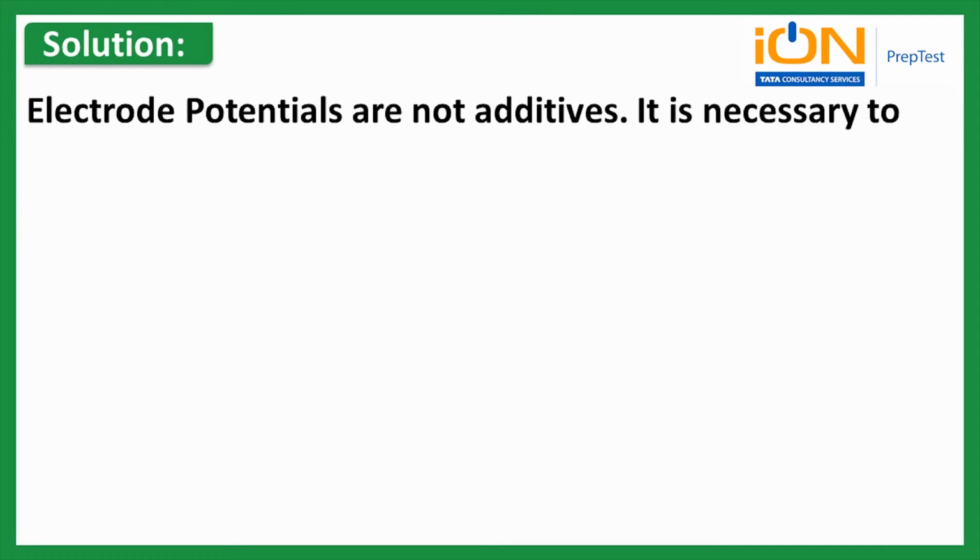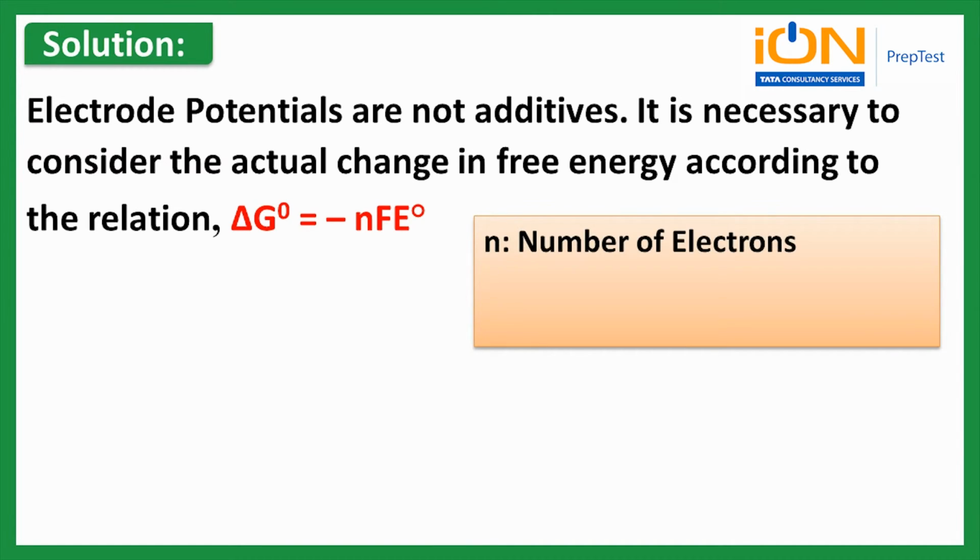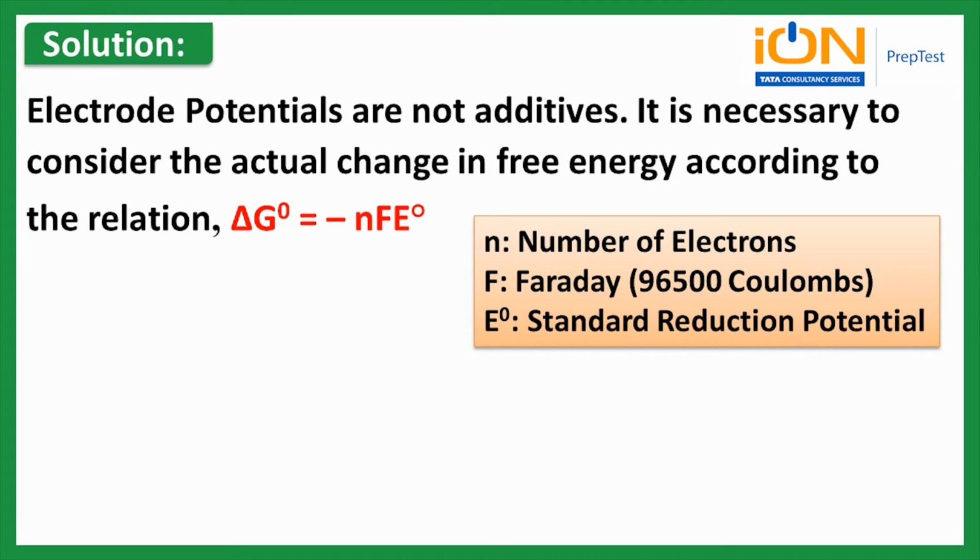It is necessary to consider the actual change in the free energy according to the relationship delta G0 equals minus nFE0. This is the equation relating delta G0 with E0. Delta G0 equals minus nFE0. Let me tell you, n stands for the number of electrons involved in the electrode reaction. F is Faraday, it is 96,500 coulombs, and E0 stands for standard reduction potential.